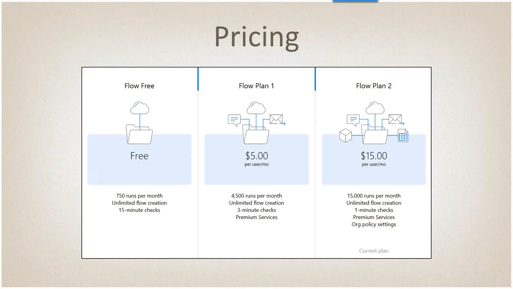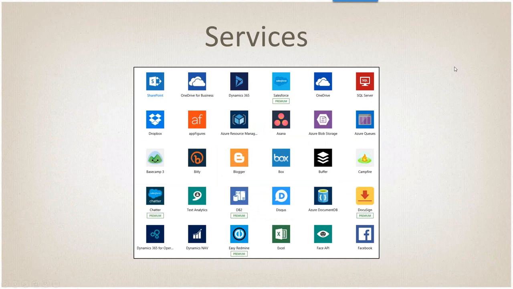And finally, plan 2 allows you to run a bunch of things per month. The checks come down to 1 minute intervals. We have access to premium services, and then you can have some organizational policy settings, which I haven't got into yet. So here are the services.